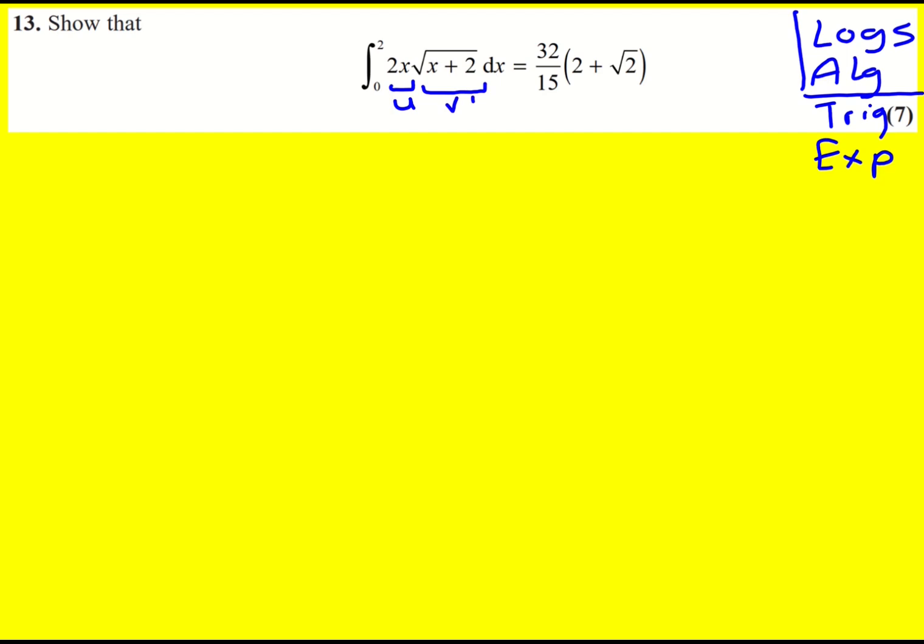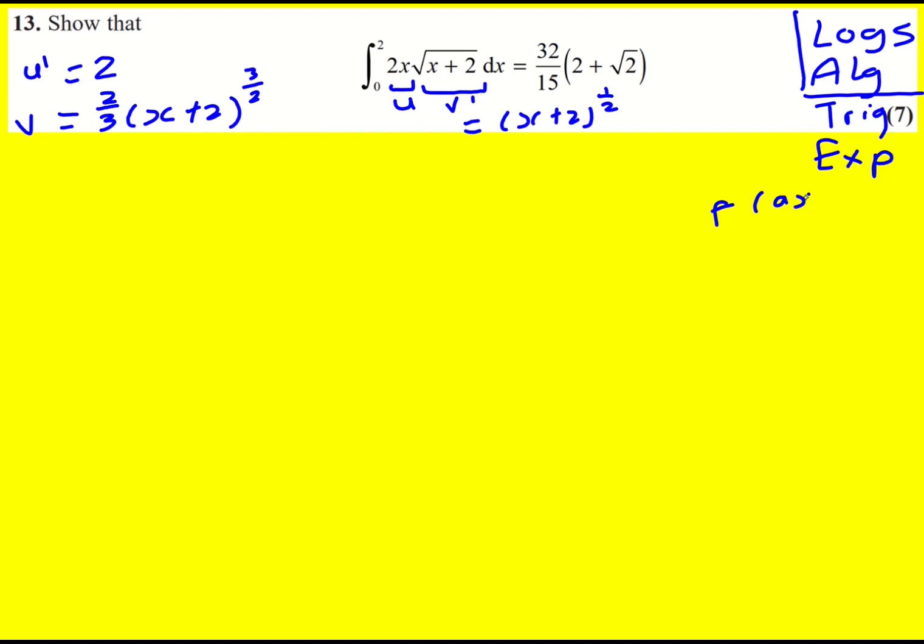So you've got u and v dash, then u dash will be 2. v dash is actually x plus 2 to the half. So that means v, I need to integrate it. I'm going to raise the power by 1 and divide by the new power, so I'll be timesing by 2/3. This is an f of ax plus b kind of derivative, so you divide by a when you integrate, but in this case it's just 1. So that is our integral of it, and you could check it by using the chain rule to differentiate it back. Right, we're ready to go.